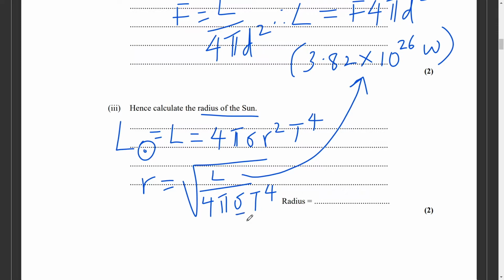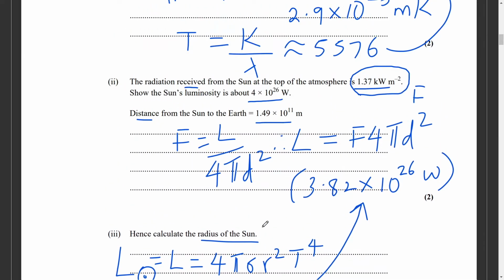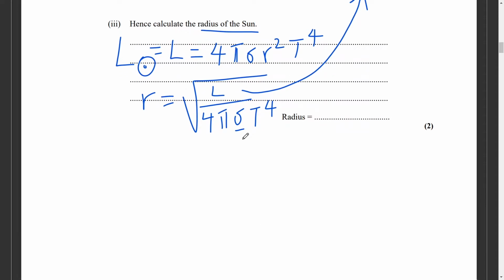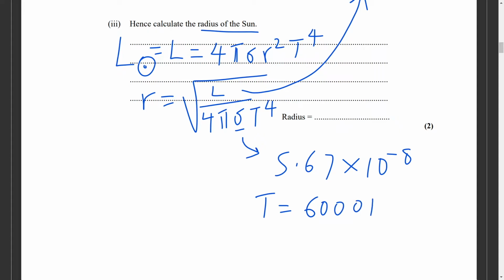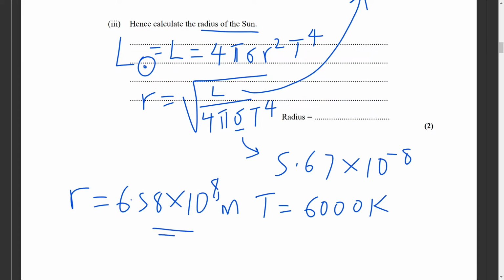Remember, the value of this symbol here, called phi, is also given, or we can find this, as 5.67 times 10 to the negative 8. Of course, you know that T is equal to 6,000 Kelvin, and it's a thermodynamic temperature. And if you work this out, you will see that R is going to be 6.58 times 10 to the power of 8 meters. All right? Excuse my handwriting there.